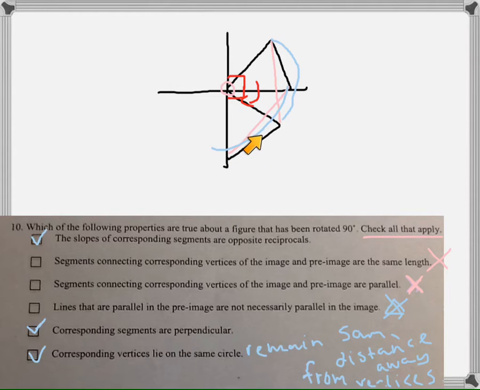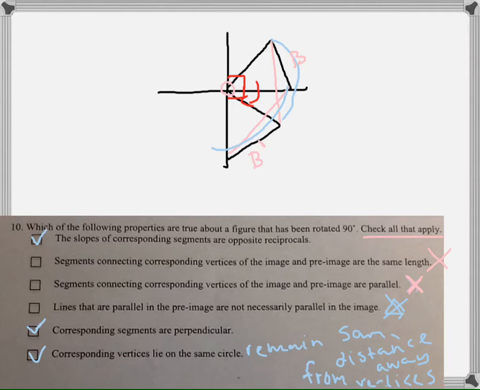This is true. So let's take this segment here, let's call this B. This would be B prime and that would be B. You can't really tell from my sloppy drawing, but up here, as we said, the slopes of corresponding segments are opposite reciprocals. When something is an opposite reciprocal, it becomes perpendicular because they are entirely opposite.